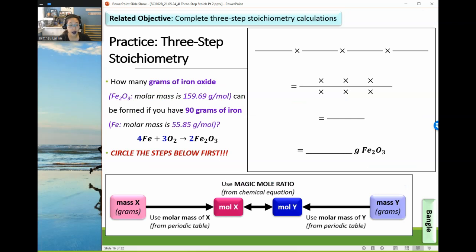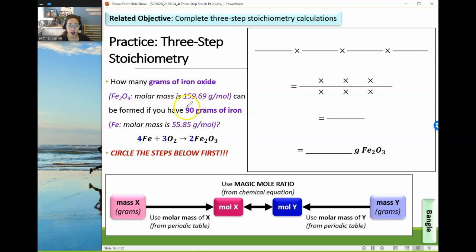Okay, so let's go ahead and practice a problem. Remember that we will practice one problem together, and then the last one you need to complete on your own. So how many grams of iron oxide can be formed if you have 90 grams of iron? For now, we're going to go ahead and ignore what is in the parentheses. So pause the video, think to yourself, what are we starting with? I need a number, unit, and chemical.